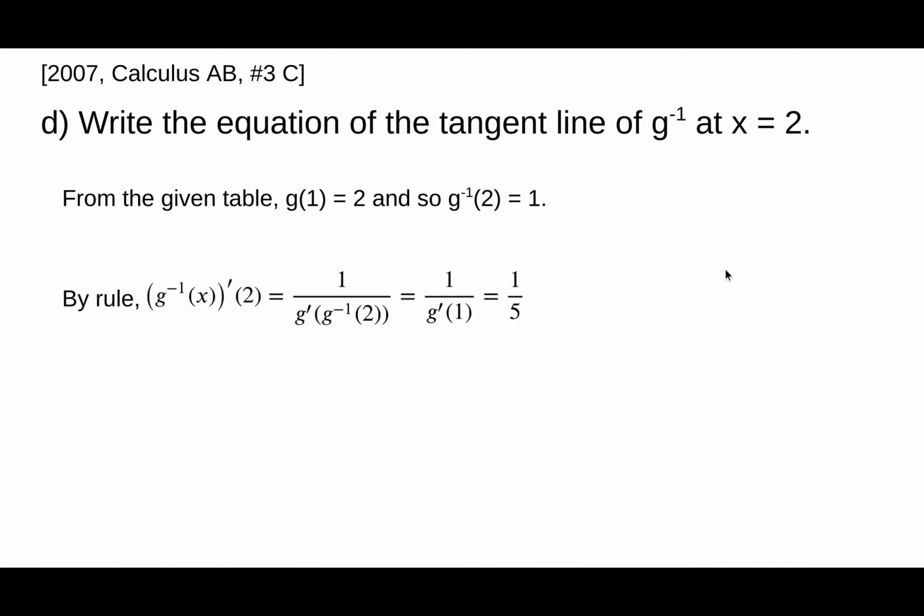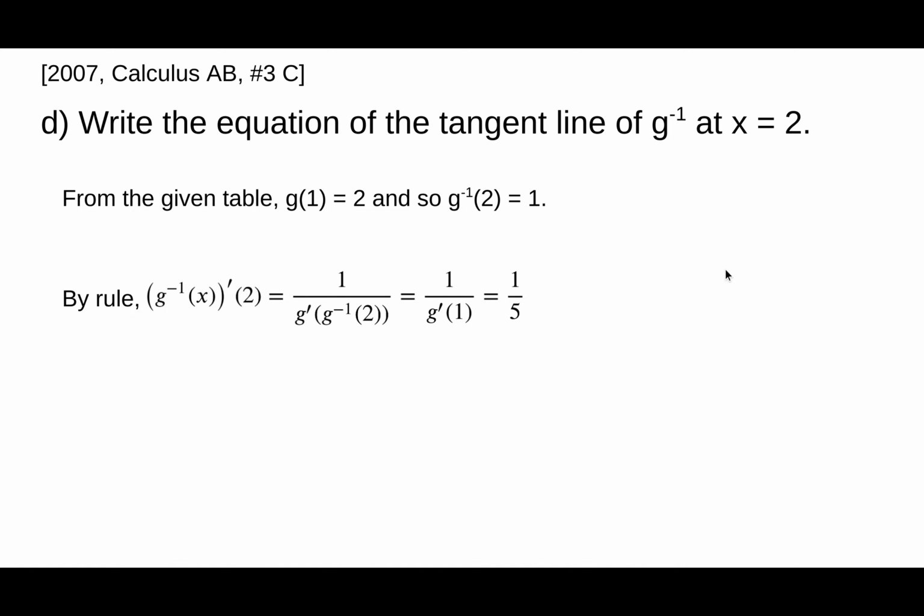All right, so by rule, the derivative of g inverse of x at 2 is the reciprocal of g prime at g inverse of 2. Well, g inverse of 2 is 1, so I need the reciprocal of g prime of 1, which based on the table is 5, so the reciprocal of that is 1/5.